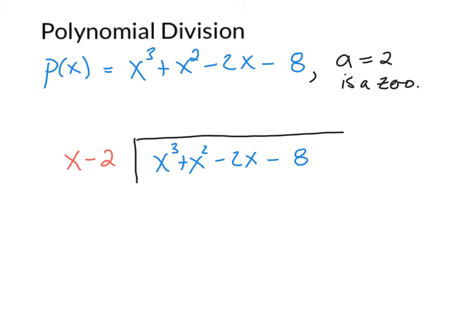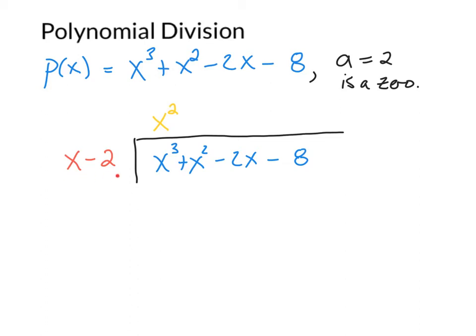So if we think about that for a second, it seems to me like what I have to do is multiply by x squared. And so what I do is I put the answer to that question up here. Okay, so x times x squared is equal to x cubed. Great.